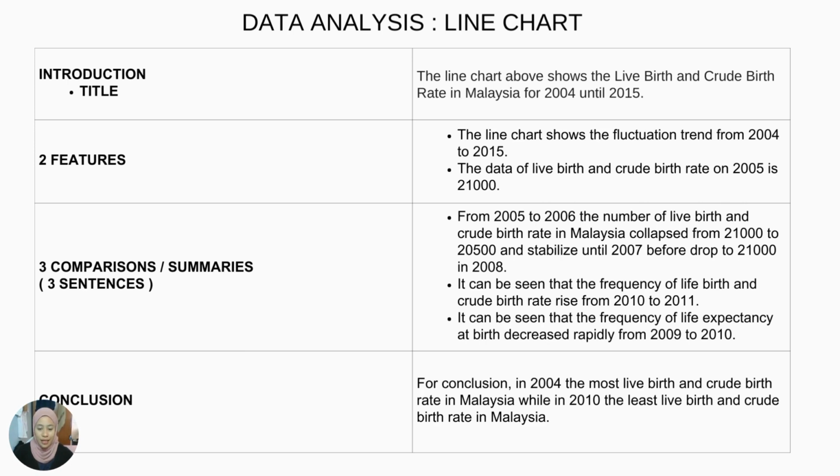It can be seen that the frequency of live birth and crude birth rate rose from 2010 to 2011. It can be seen that the frequency of life expectancy at birth decreased rapidly from 2009 to 2010. For conclusion, in 2004, there was the most live birth and crude birth rate in Malaysia, while in 2010, the least live birth and crude birth rate in Malaysia.